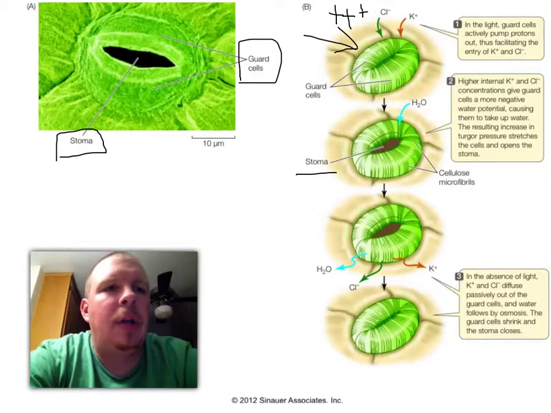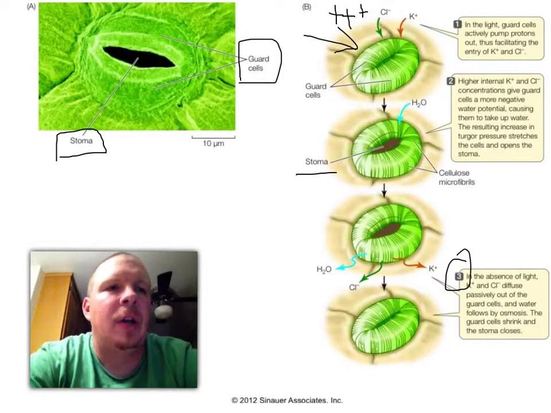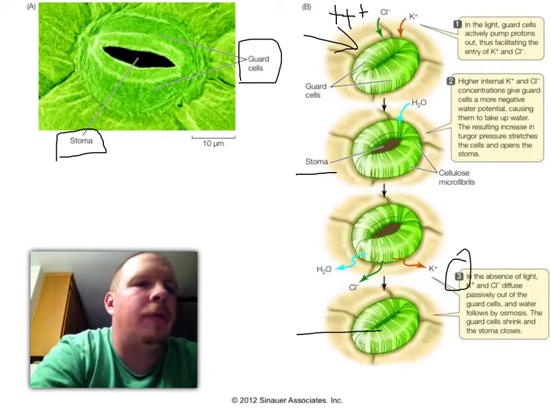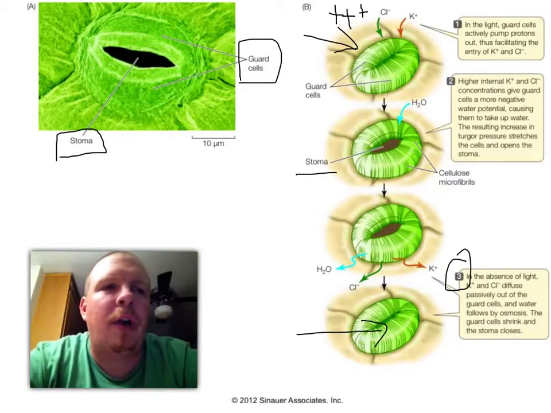When there's no light, it's the opposite. There are no protons being pumped out, and so potassium and chloride will leave the guard cell. When that happens, water also leaves, and the stomata closes, so that at night there's less transpiration than during the day. If the stomata is open, you're going to have more water loss and more transpiration during the day than at night.